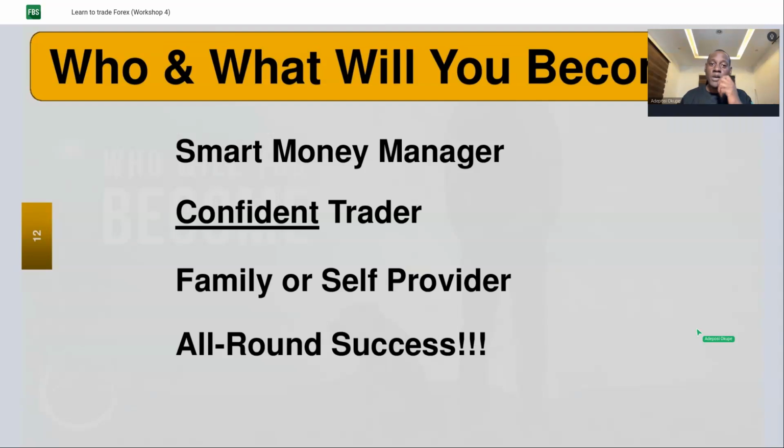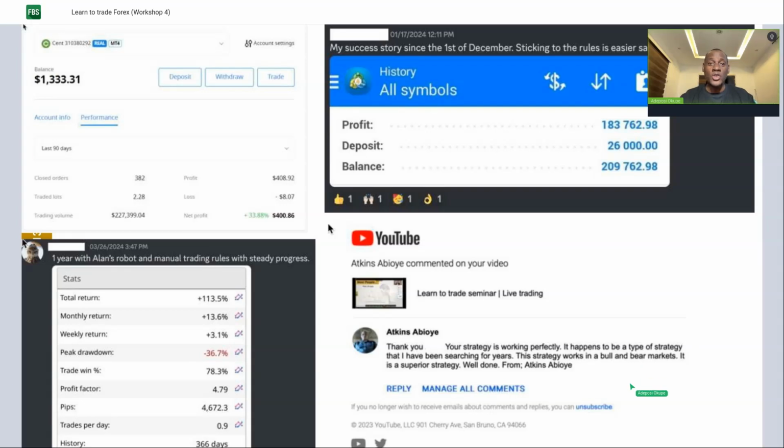So at the end of this training, you will become a smart money manager, a confident trader. You will be able to provide for your family with certainty, or yourself if you're not married, and just become an all-round success. There's some of you that have ideas, you want to fund it, but how do you get capital?